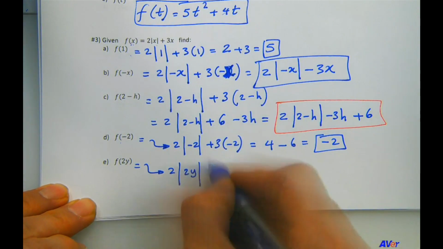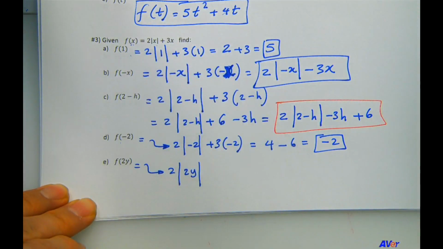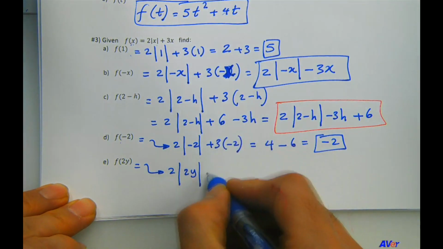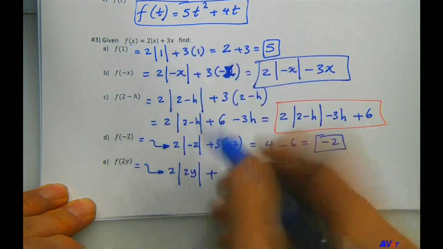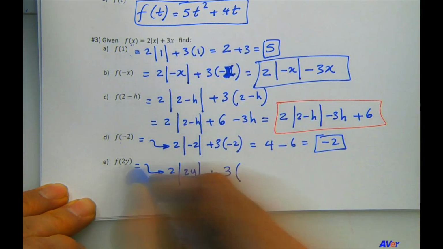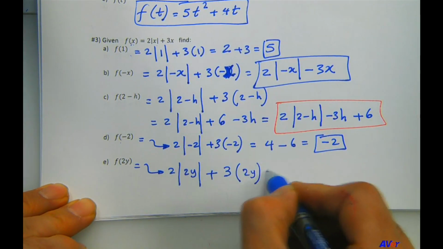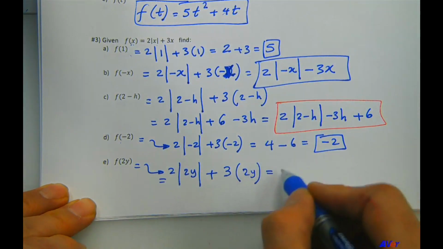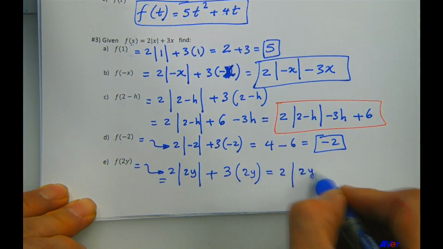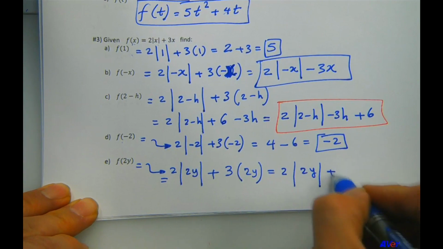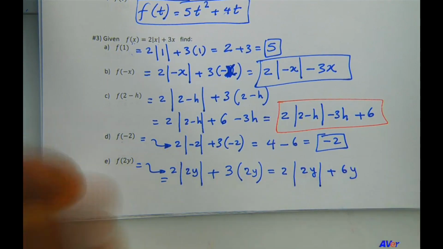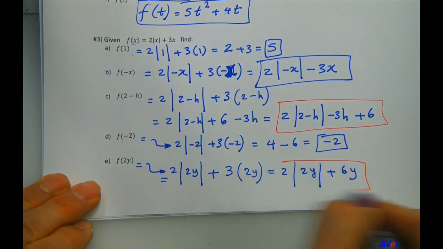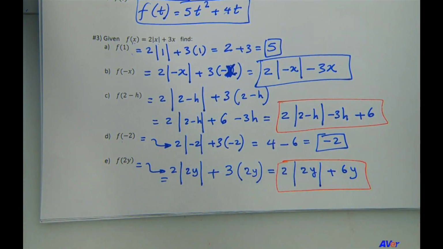Okay? This happens a lot in mathematics. You have to be very comfortable with it. So plus, instead of 3x, I'm going to say 3 times 2y, right? So that's equal to that. So we have 2 times absolute value of 2y plus 6y. Like that. Okay?